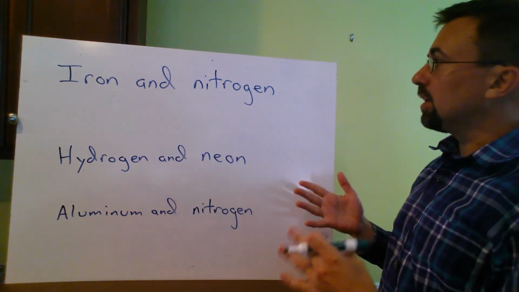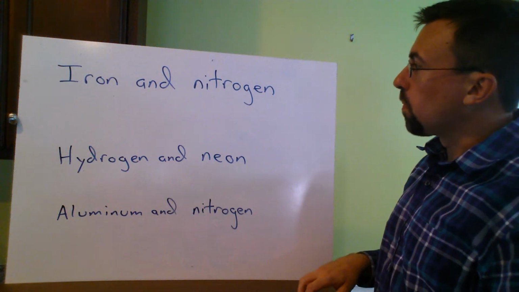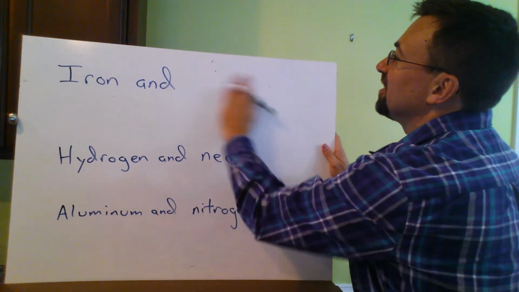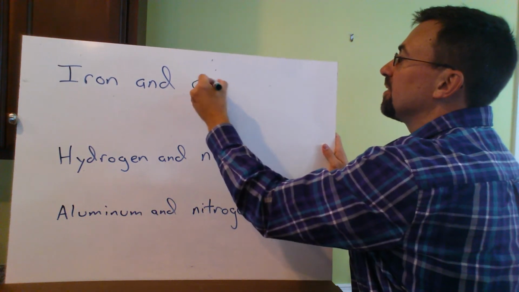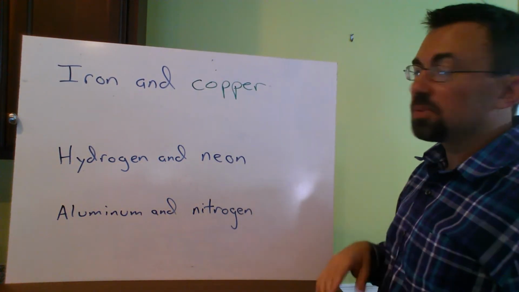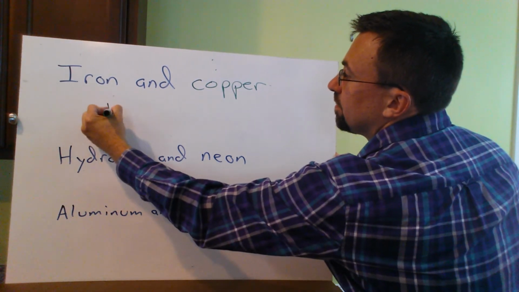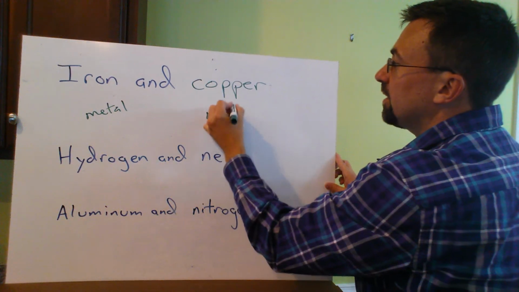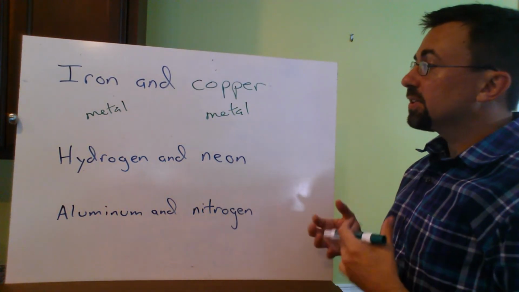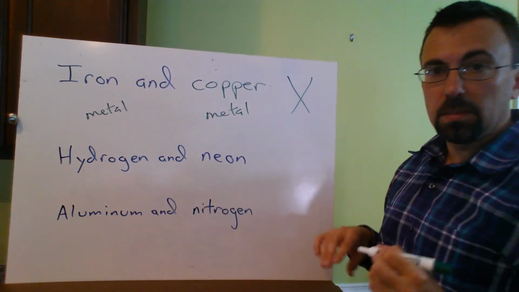Iron and nitrogen. Oh, that's not what I meant to do. That's okay. Let's not do iron and nitrogen. Let's do iron and copper. I wanted to do one with 2 nonmetals, but that's okay. We'll do one with 2 metals. So if we look, this is going to be a metal, and this is going to be a metal. And yes, you can combine copper and iron and make an alloy, but you're not going to make an ionic compound. So this would be an example that doesn't really work for what we're talking about.